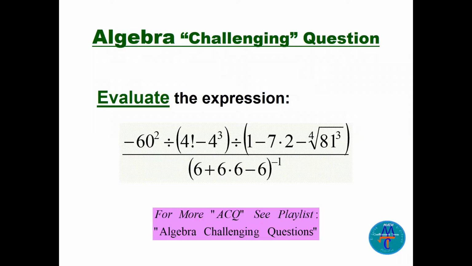This is another algebra challenging question. Evaluate the expression. I know it looks ugly. Just take a minute, please, and relax. Minus 60 squared divided by 4 factorial minus 4 cubed divided by 1 minus 7 times 2 minus 4th root of 81 cubed, all divided by 6 plus 6 times 6 minus 6, all to the power minus 1.